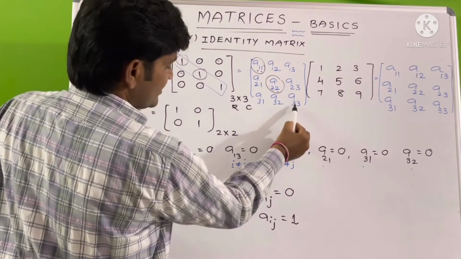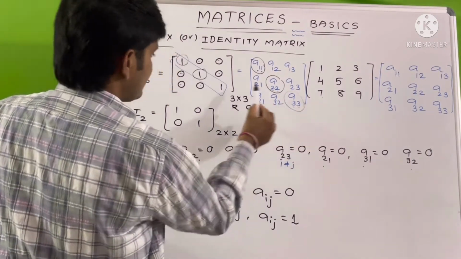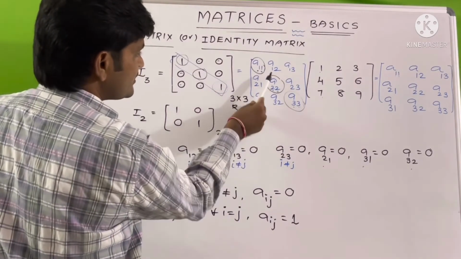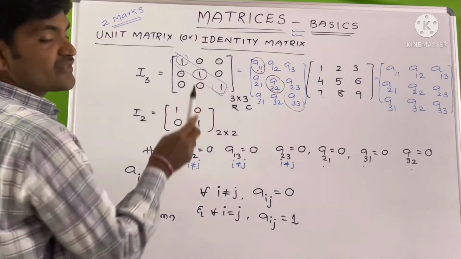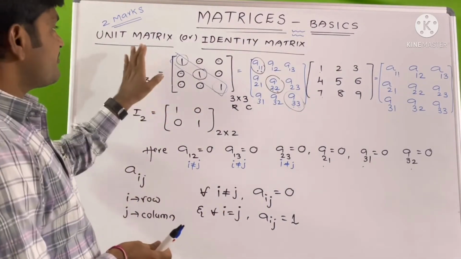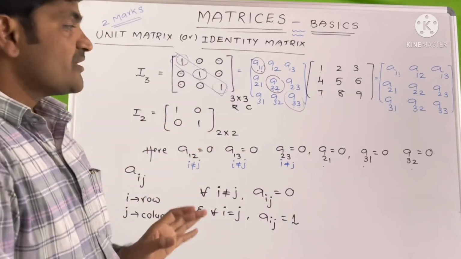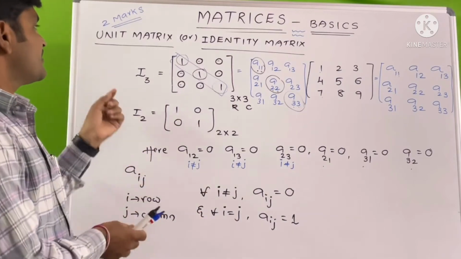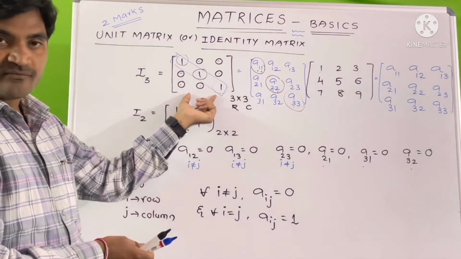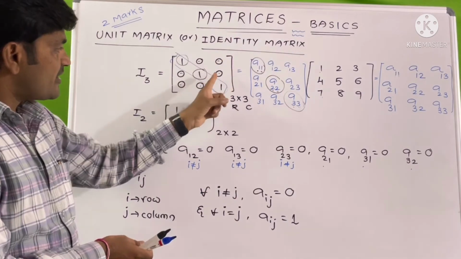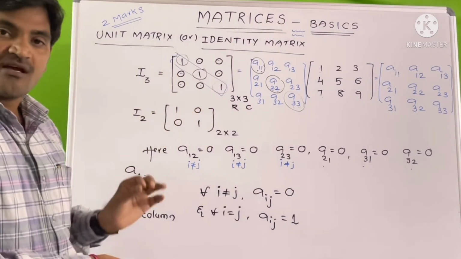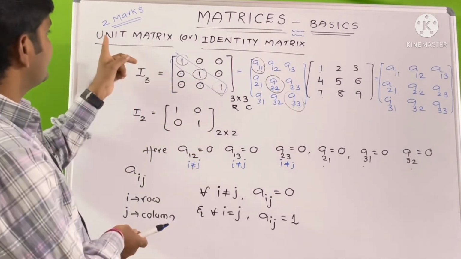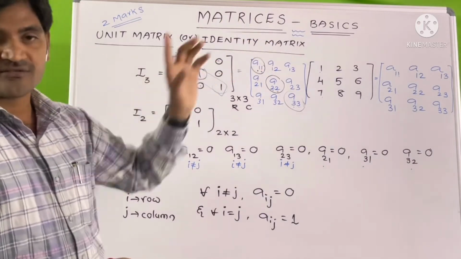I value 3, J value 3, this value also 1. So whenever i and j values are equal, then those elements' values are 1. Then that is the unit matrix. So now the definition of unit matrix or identity matrix, repeat again. In a square matrix, all non-diagonal elements are equal to 0 and diagonal elements are equal to 1. That is called unit matrix or identity matrix.